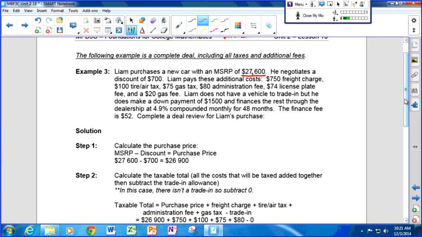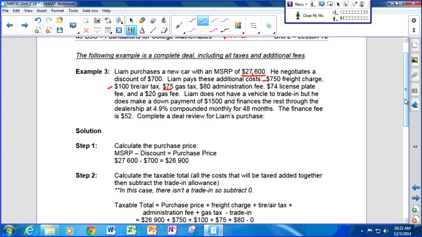Liam pays these additional costs, and these are pretty typical. $750 freight, $100 tire tax. And it looks like that's the total, so we're assuming it's $20 per tire, because there's 5 tires, right, including the spare. A $75 gas tax. That's not a gas tax, it's a gas guzzler tax or a fuel efficiency tax.